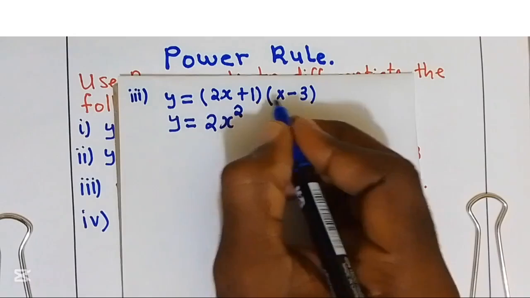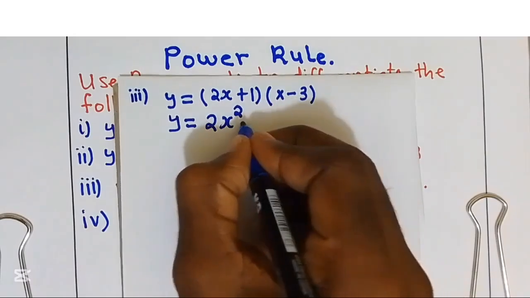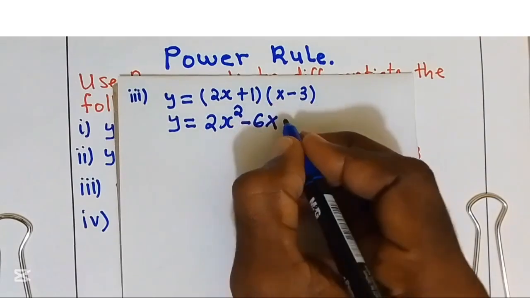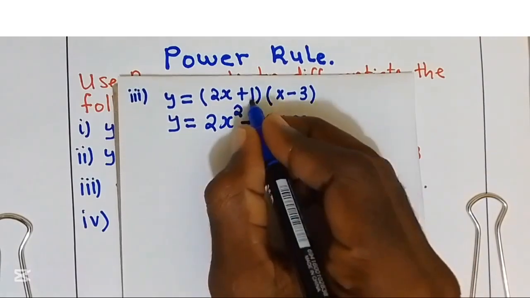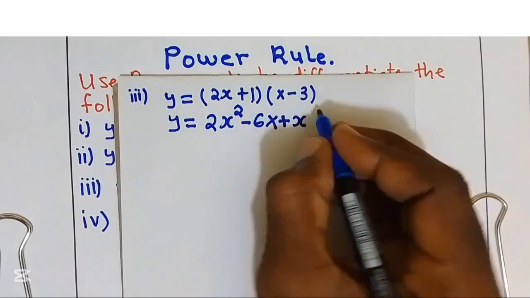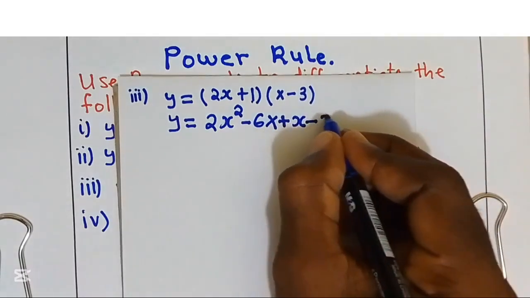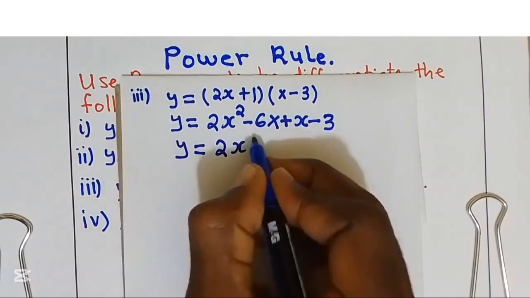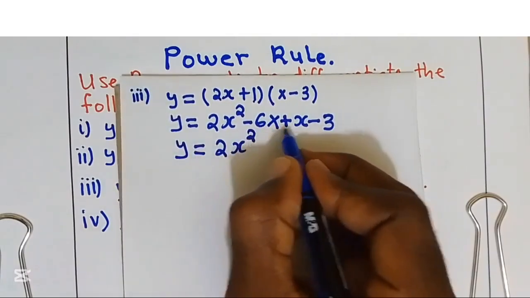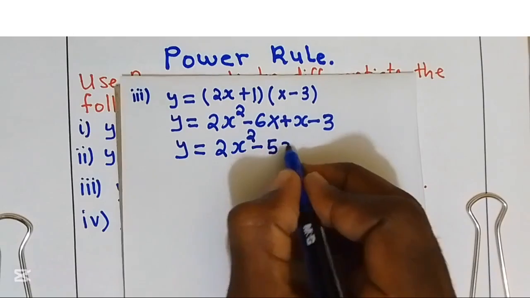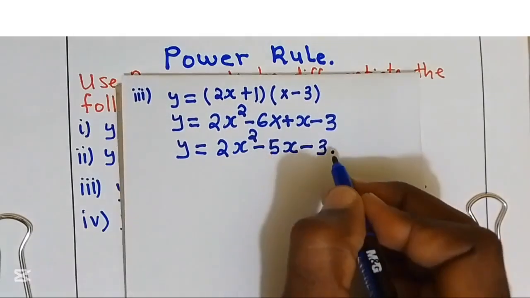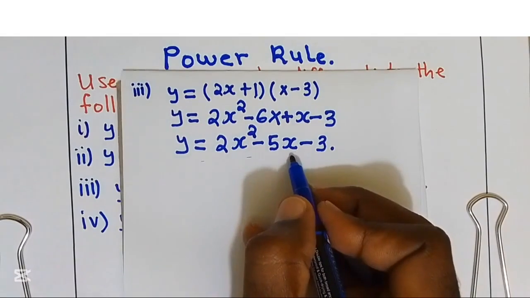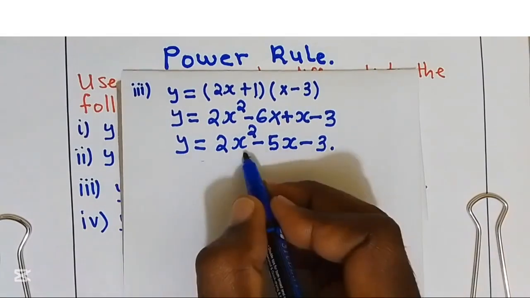2x multiplied by minus 3. We are going to get minus 6x. 1 multiplied by x, we are going to add x. 1 multiplied by minus 3, we get minus 3. That is y is equal to 2x squared minus 6x plus x. We get minus 5x minus 3. Already we get our polynomial. Now we can go straight and differentiate y with respect to x.